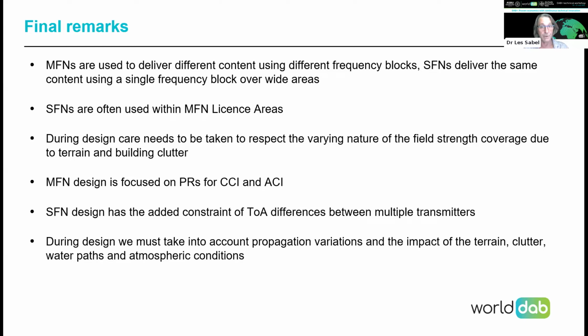MFN design is focused on protection ratios for co-channel and adjacent channel interference. Single frequency networks have the added constraint of time of arrival differences between multiple transmitters. So during design, we must take into account propagation variations and the impact of terrain, clutter, water paths, and atmospheric conditions as well. So thank you for that.